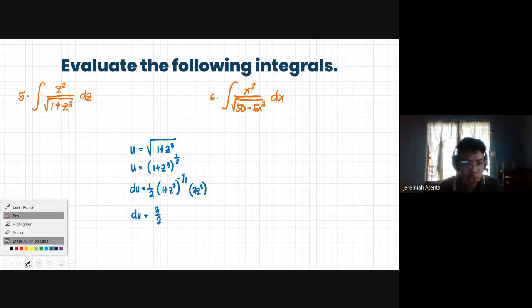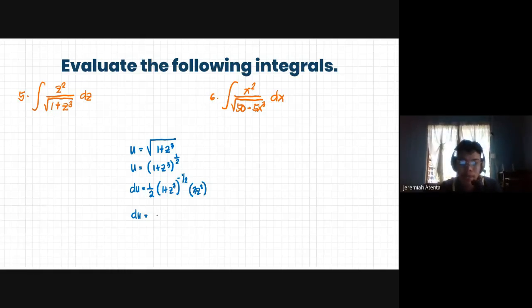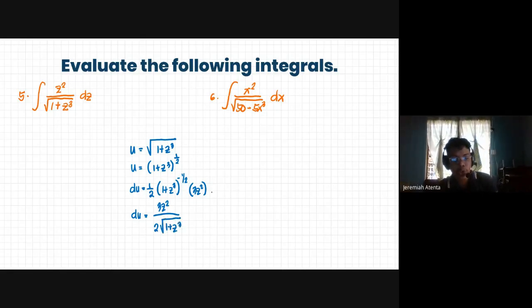Pwede kong idiretso. Trial and error pa naman to, di ba? We have 3z squared over 2. Ibababa ko na tong negative 1/2. And that is square root of 1 plus z cubed. Ayun, almost the same, di ba? Then we have dz. May dz pa pala dapat dito. Okay? Now, almost the same siya dito. Pwede nating ilabas agad si 3/2.